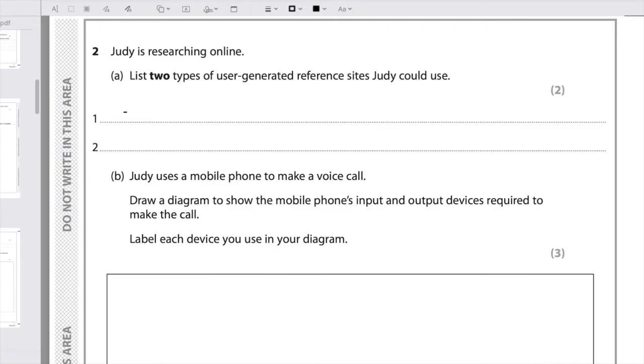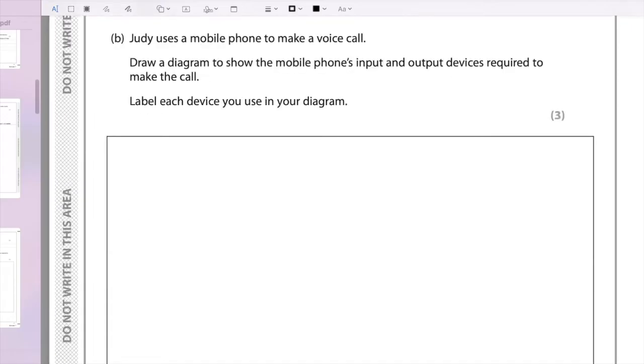Question 2. Judy is researching online. A. List 2 types of user-generated reference sites Judy could use. I'm going to put wiki and also a forum. So could have accepted Wikipedia there as well.